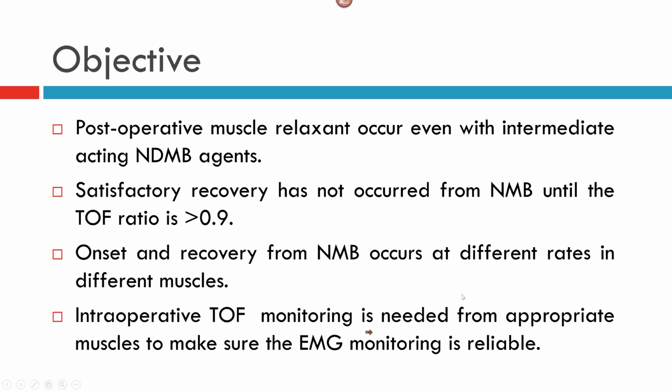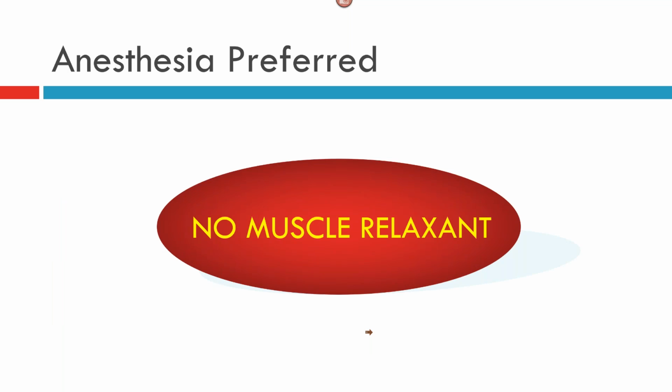Also, it's very important that if the ratio of twitch number 4 to the first twitch is not more than 0.9, that means the neuromuscular blockade is not fully recovered. So for recovery we use the ratio of 0.9, we don't use 0.4. And intraoperative train of 4 monitoring is needed on the appropriate muscles to make sure the EMG monitoring is reliable. So those are the reasons we do that. Every time you're doing EMG, MEP, our goal is to have no muscle relaxation while we are monitoring.